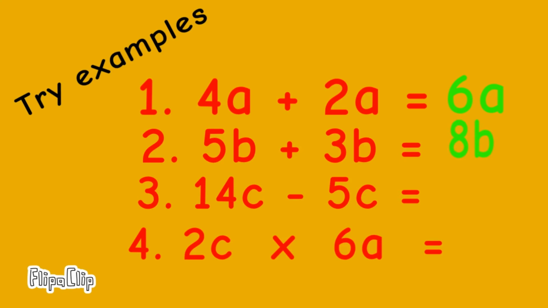Now, even though we haven't really spoken about subtraction, in algebra it is not so different from addition. 14c minus 5c should give us 9c. And finally, for multiplication, we first need to work out the numbers. So 2 times 6 should give us 12, and a times c will give us ac.